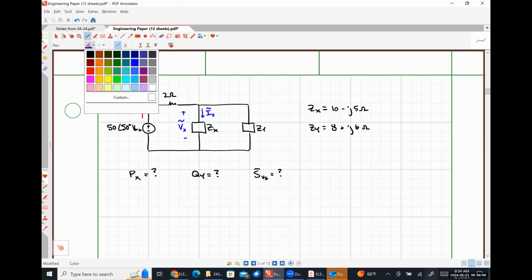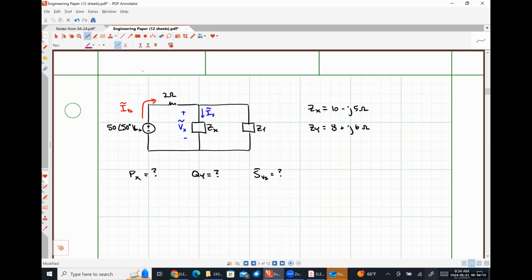And similarly, in order to find the complex power associated with impedance ZY, we would need to know either the voltage drop across ZY or the current flowing through ZY, right? So if we know both, we can calculate the complex power, but we also have those alternative relationships that we developed in our last class meeting to where we only need to know the voltage or we only need to know the current.